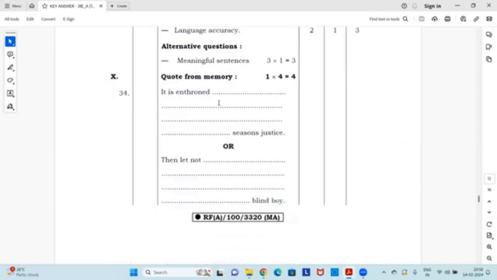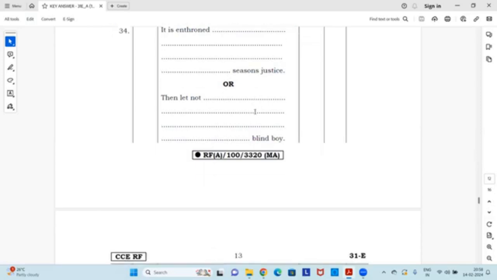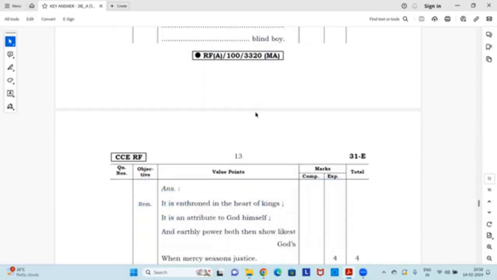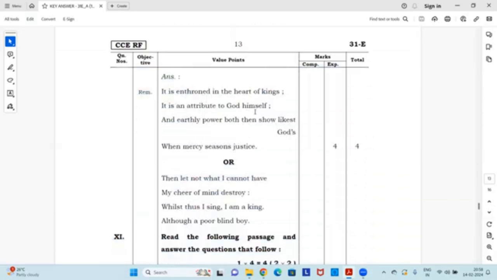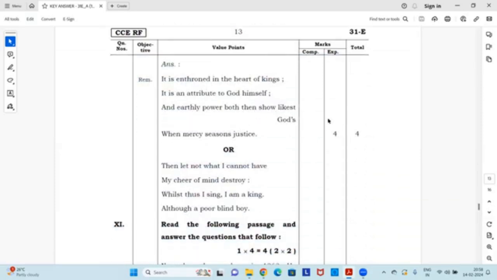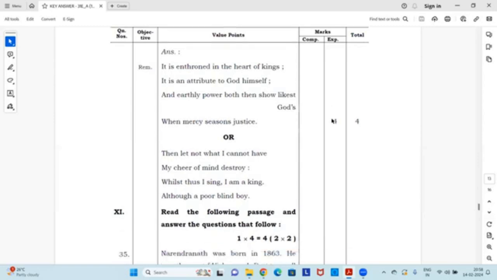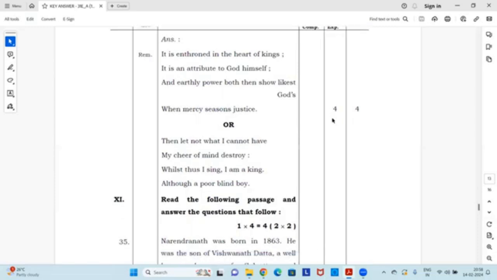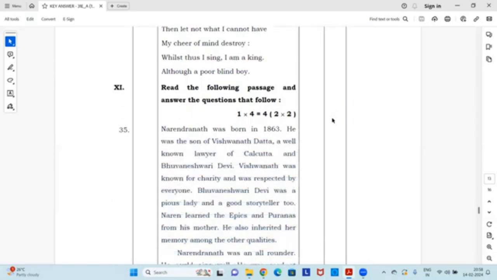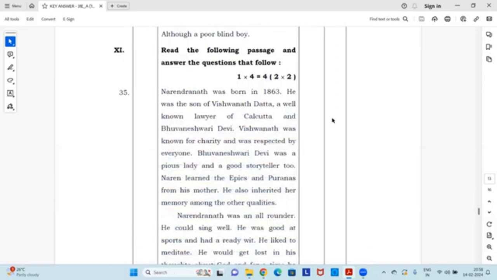Let's go to question 10. Quote from memory. "It is enthroned till season's justice," or "Then let not blind boy." So four lines of each poem. Any one of the poems which you know best, you can write. The answer is given here, the entire poem. Just have a look and observe it. The first poem is from The Quality of Mercy, and the second is from The Blind Boy. Fine, you can pause and check the lines and learn them.